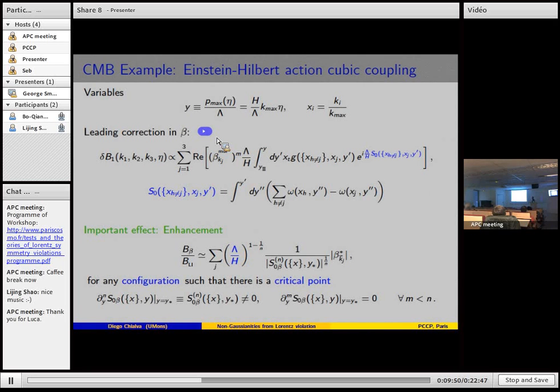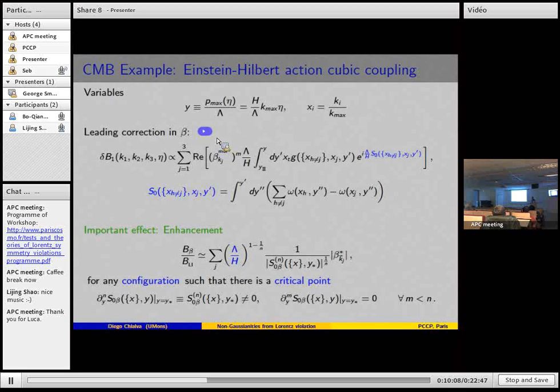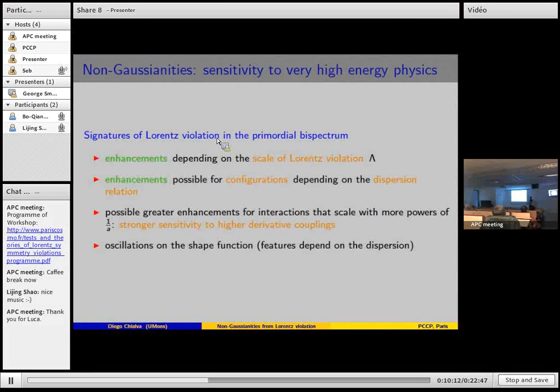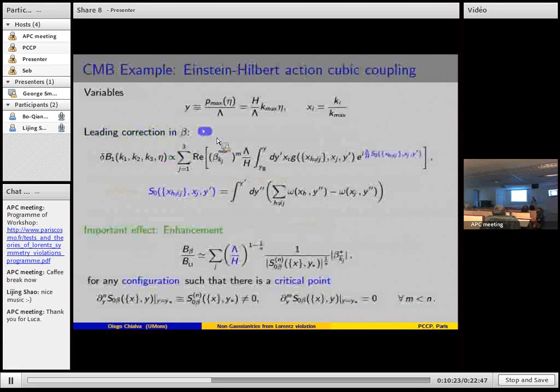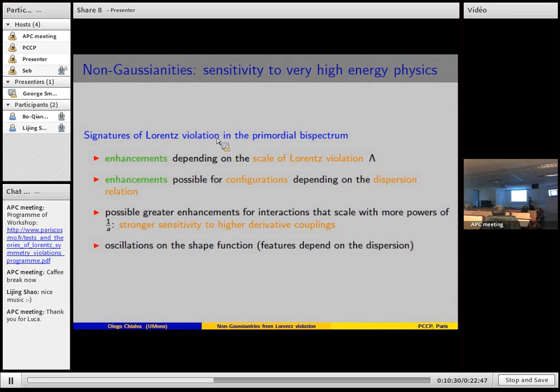When do these oscillations get strongly reduced? When there is a critical point, and the presence of a critical point clearly depends on the kind of dispersion relations that you have. So I learn something about the pattern of Lorentz violation from my non-Gaussianities results. So let me give you what are the features, the signatures of Lorentz violation that you get in this way in the primordial spectrum. First one, there are enhancements that depend on the scale of Lorentz violation. Of course, the total enhancement will also depend on the value of the Bogoliubov parameter. This enhancement depends on the configuration and therefore on the dispersion relations. Actually, the enhancements are larger for higher derivative couplings, which again goes in the good direction for Lorentz violation, and there will be generally oscillations.